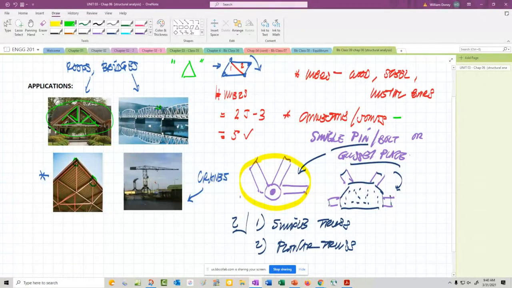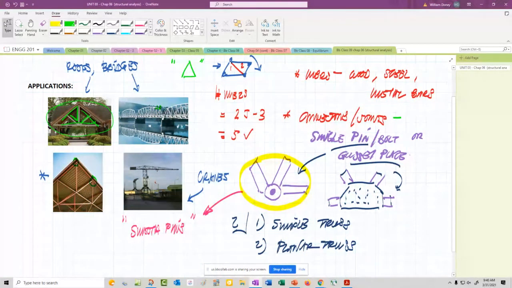And within that assumption, we also take them to be smooth pins. It's very possible these are probably welded together. There's not all these bolts in here that are tightened necessarily. There could be. They could have welded gusset plates or stapled or nailed in gusset plates. But we take the connections to be smooth pins. And why do we do that?